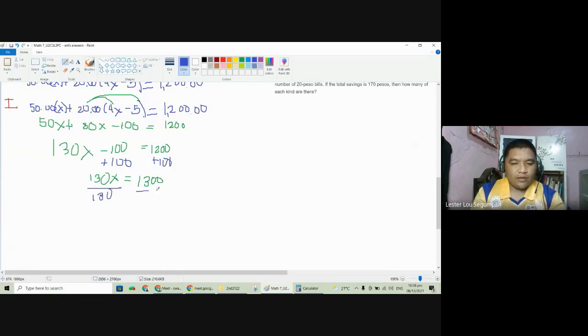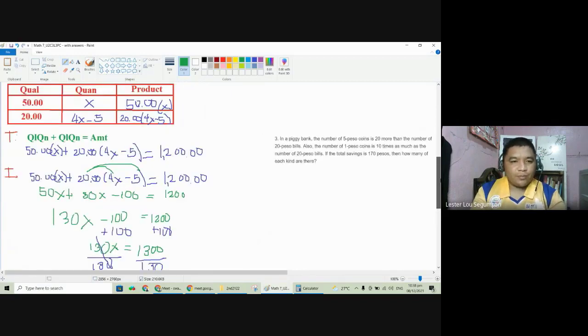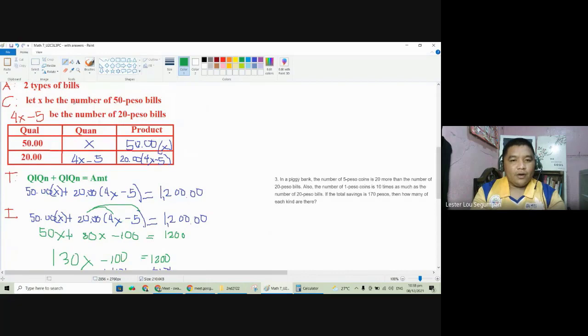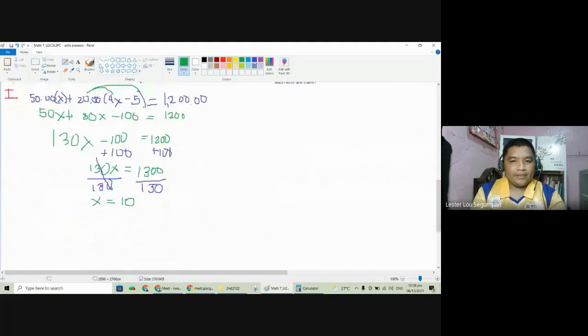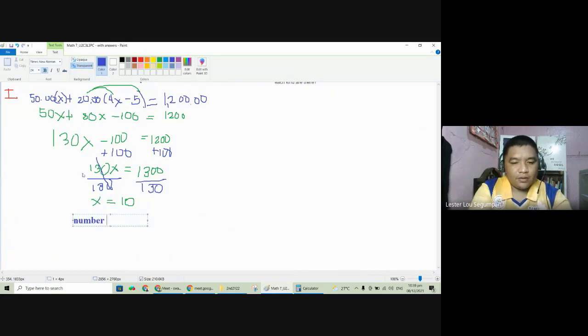So we are going to divide both sides by 130. Cancel that out. The result will be x equals 10. This is the value for x, which also corresponds to the number of 50 peso bills. So this is your number of 50 peso bills. Okay.